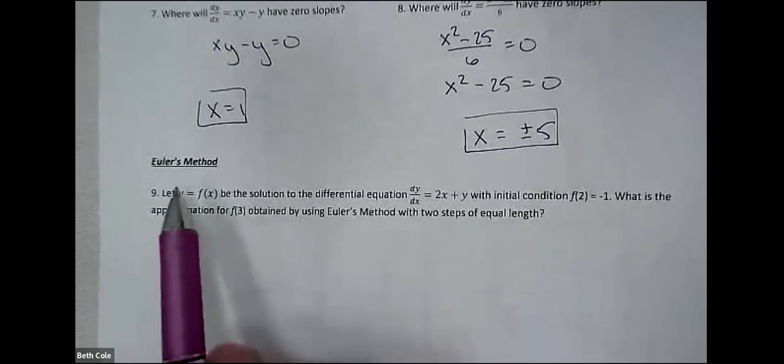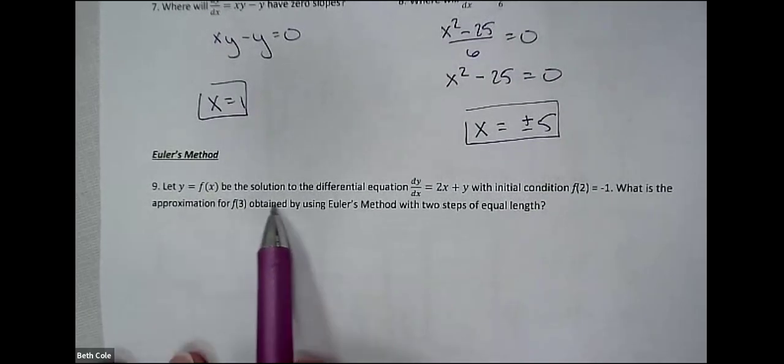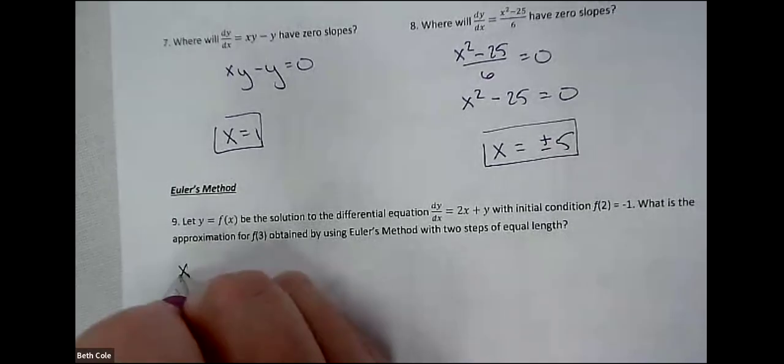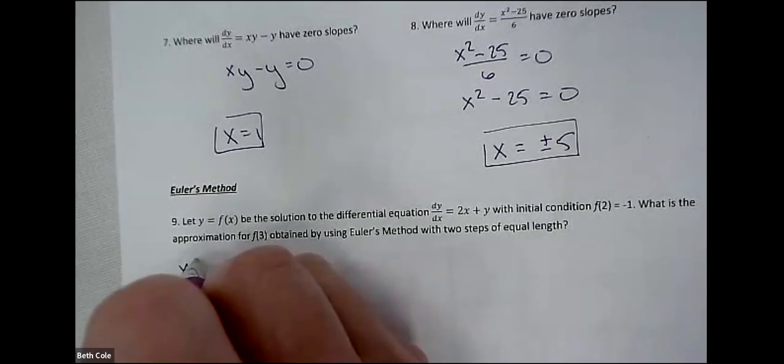All right, those were our slope fields. Here's Euler's method. So we have, this is our dy/dx. We're going to start with 2, negative 1. I'm going to start setting up my table.